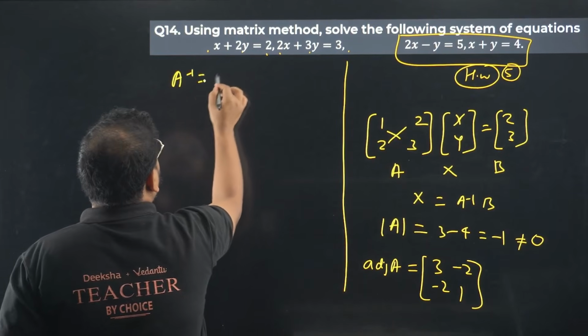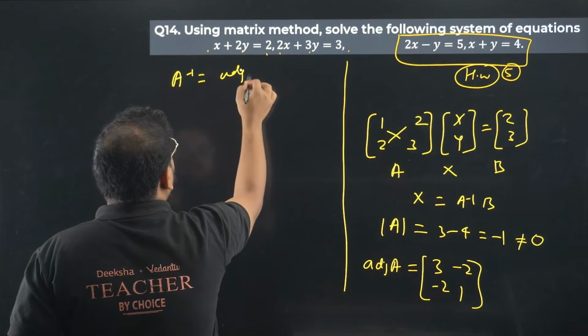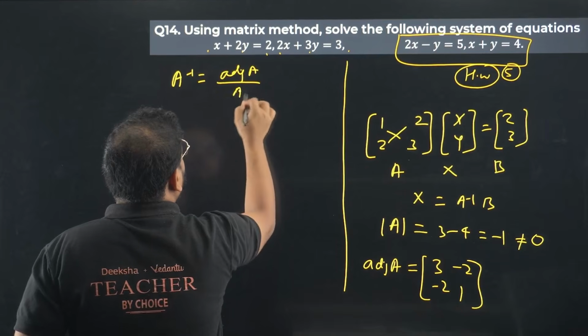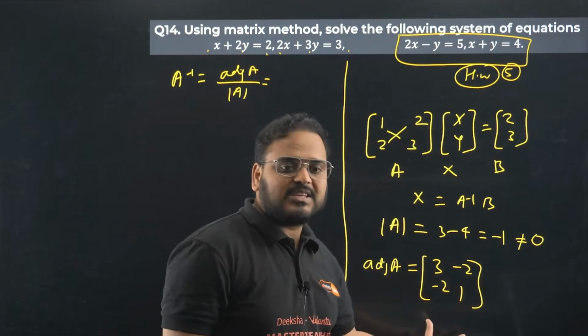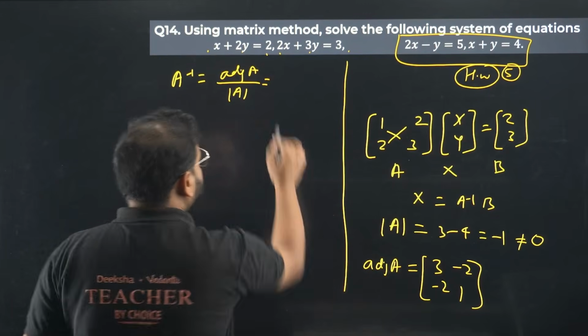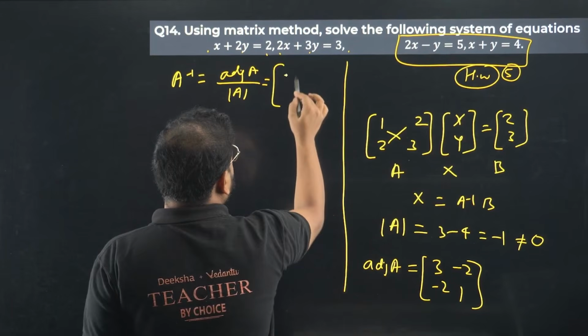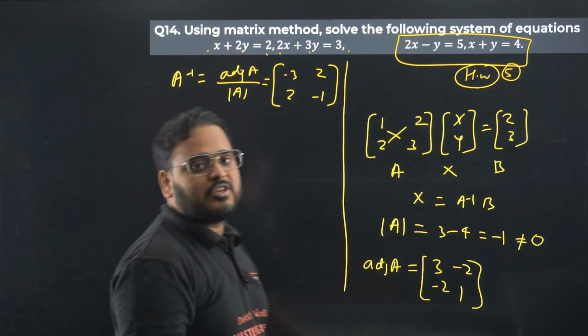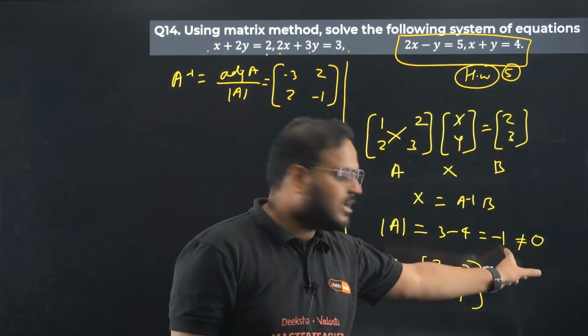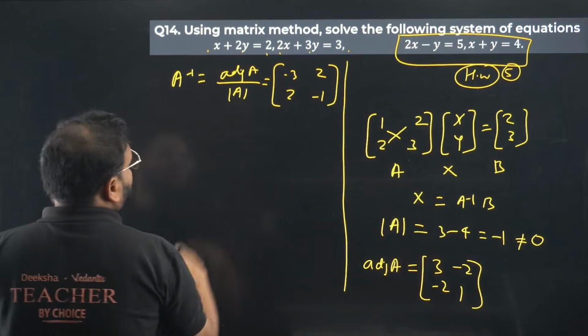Inverse of A will become adjoint A by determinant of A. We have minus 1 as the determinant, so dividing all these elements by minus 1 will reverse the sign. This will become minus 3, plus 2, and minus 1. There is a sign reversal for each element because the determinant value is minus 1. Now I get A inverse also.